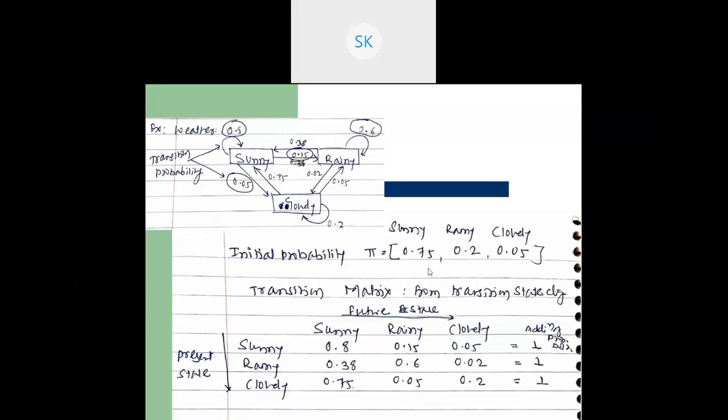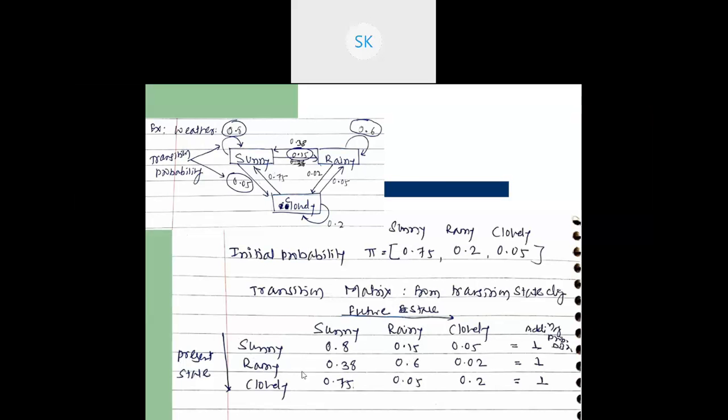So, the transition matrix comes from the transition state diagram. These columns are with respect to the future state, and sunny, rainy, and cloudy rows are the present state. Let's take the first row, sunny to sunny. This is the present state, and this is the future state. The transition matrix is drawn from this given diagram. So sunny to sunny is 0.8. Sunny to rainy is 0.15. Sunny to cloudy is 0.05.